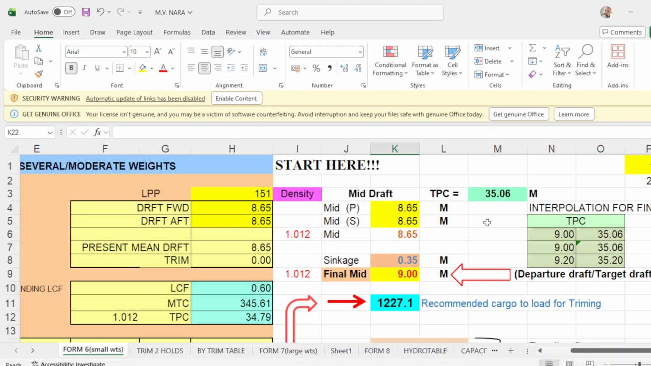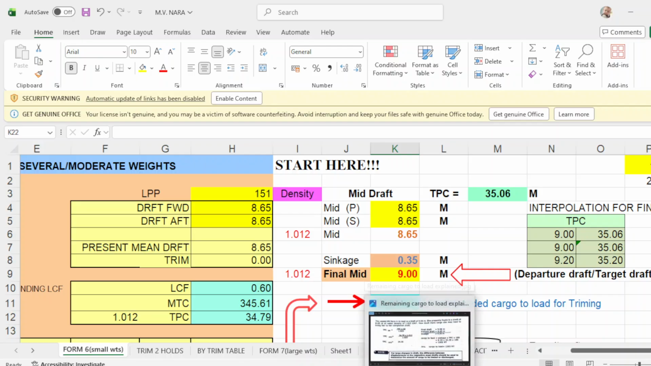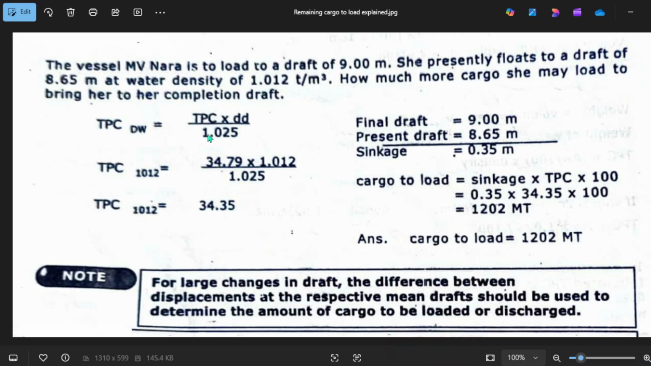So why would you interpolate it again to make a new TPC? Okay? Now look, again, I will say this formula is for saltwater density. Okay? TPC times 1.012 over 1.025. The answer would be, this will be in saltwater TPC.